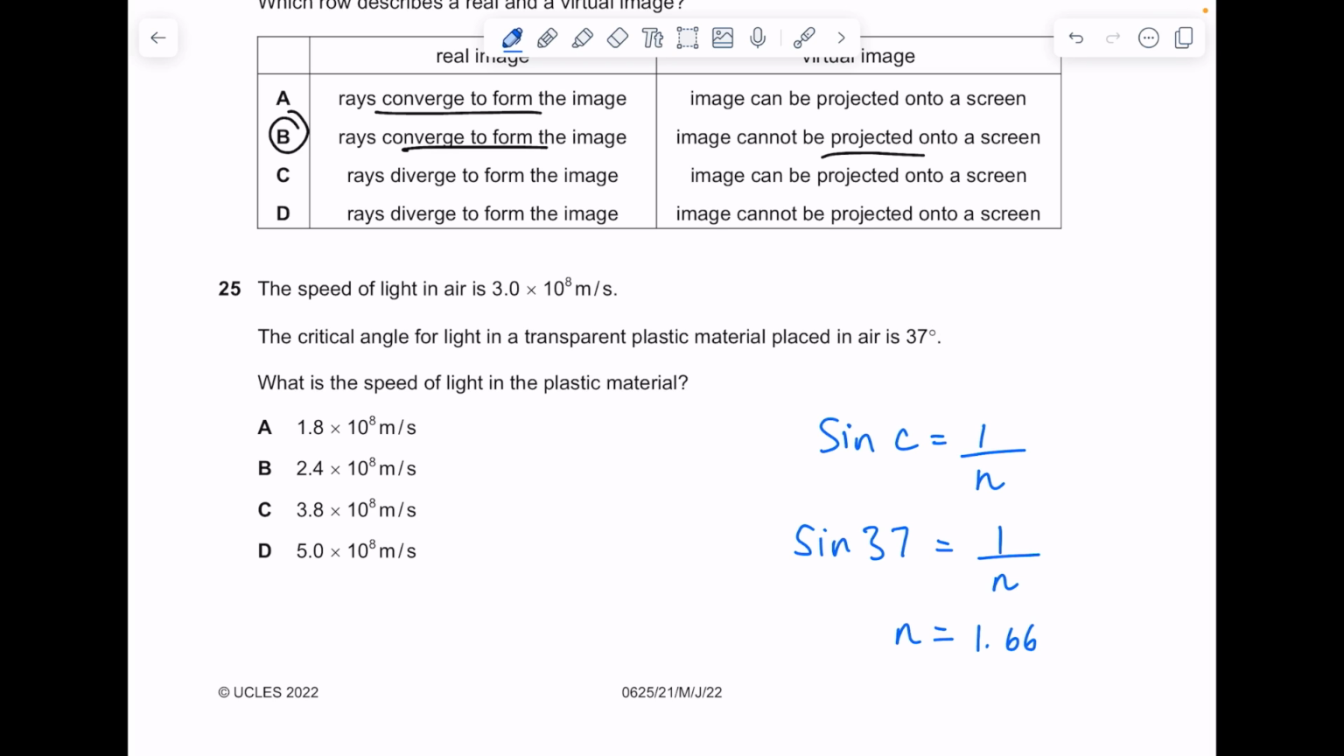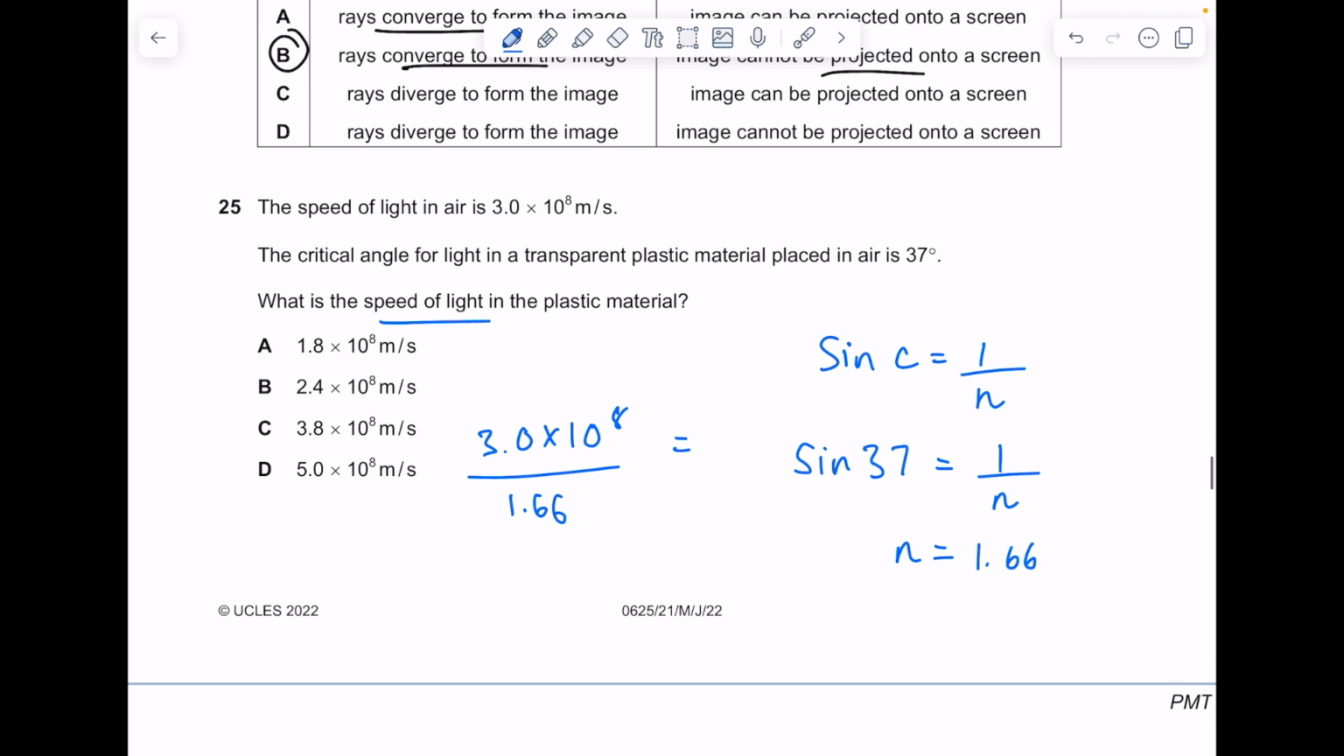And then in order to find the speed of light, what you have to do is you take the speed of light in air. Unfortunately, this is just something you have to learn, and then you divide it by that refractive index. And then in standard form, that's 1.80 times 10 to the 8. So the answer here is A.